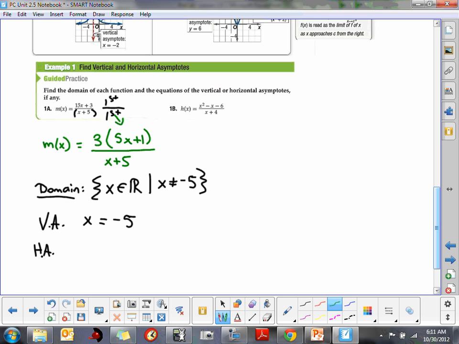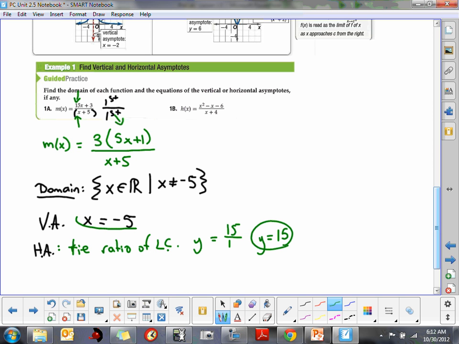So in the top, the leading coefficient is 15. In the bottom, the leading coefficient is 1. So we write the ratio. Keep in mind, if it's a tie, do the ratio of leading coefficients. So take the numerator, which is 15. Our horizontal asymptote is going to equal 15 over 1, or simply, we have a horizontal line at y equals 15. So those are the three components they're asking you to find in this example. And now we can move on to the next.